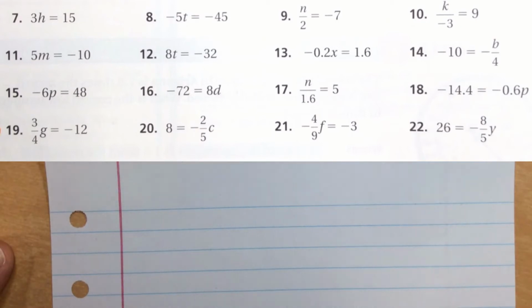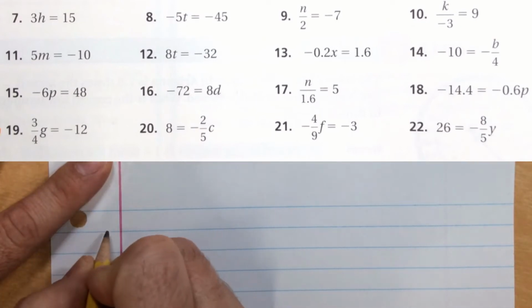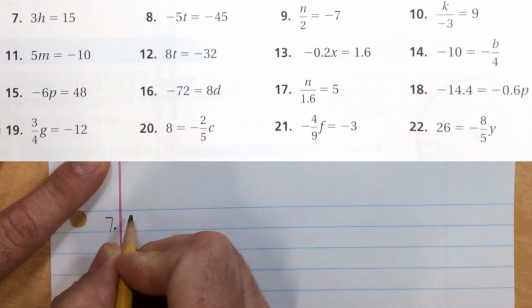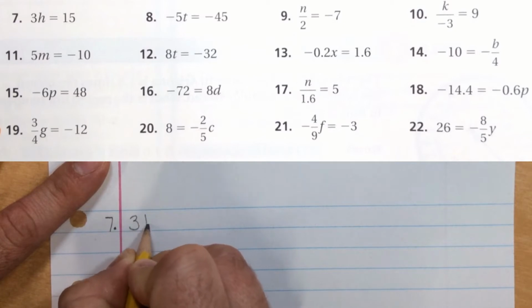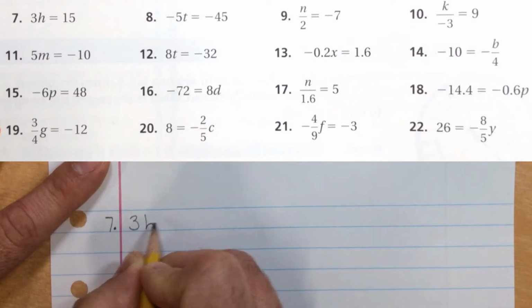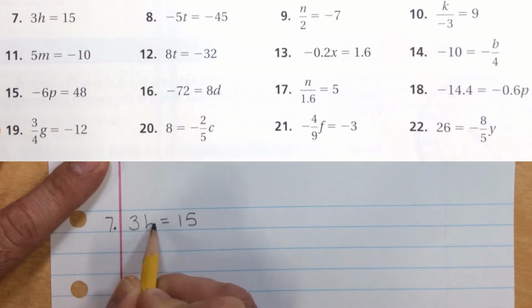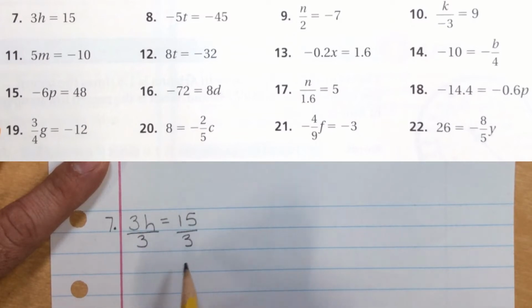All right, well, this video is a review of one-step equations, and this time with multiplication or division. So number 7 is 3h. Remember, that means 3 times h equals 15. Well, if we're multiplying, to get rid of that or undo that, we divide by 3. To get rid of multiplication, we divide.